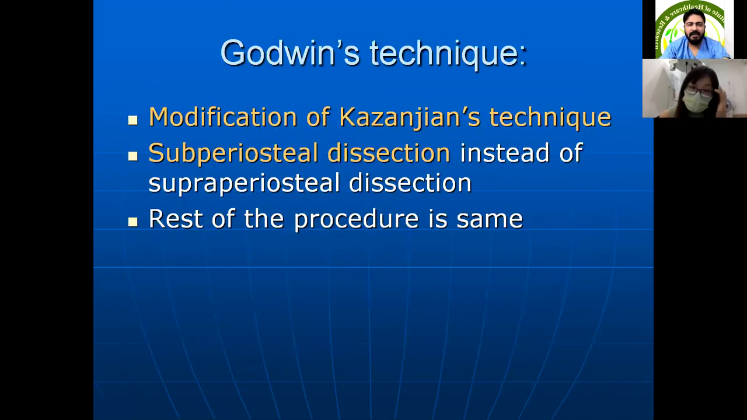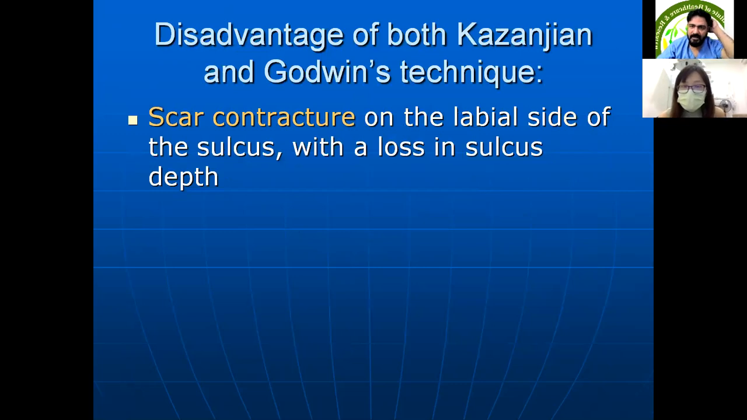Second is Godwin's technique, the modification of Kazanjian technique. Instead of supraperiosteal dissection, there is subperiosteal dissection. Okay, the rest of the procedure is the same. The disadvantage of both Kazanjian and Godwin techniques is scar contracture on the labial side of the sulcus, with a loss of sulcus depth sometimes.